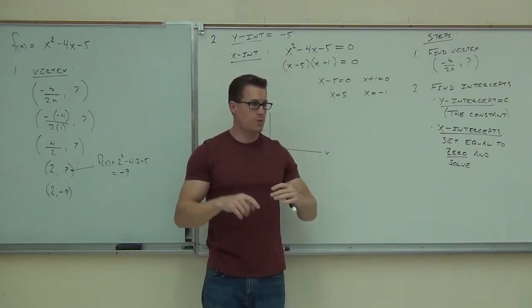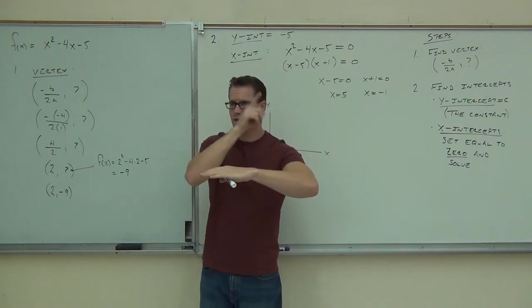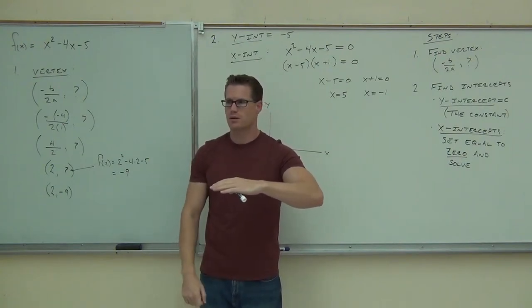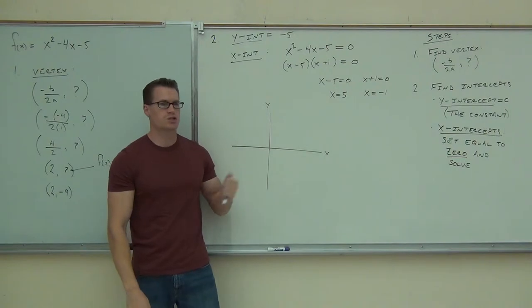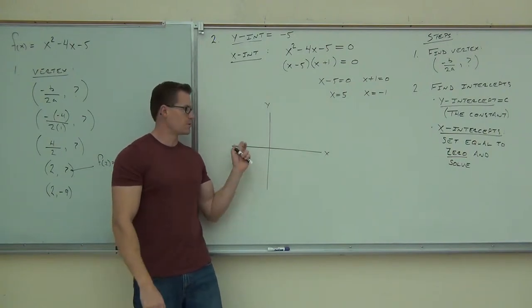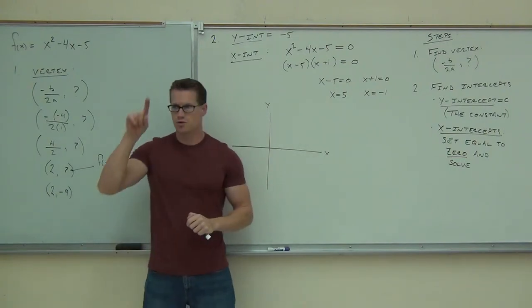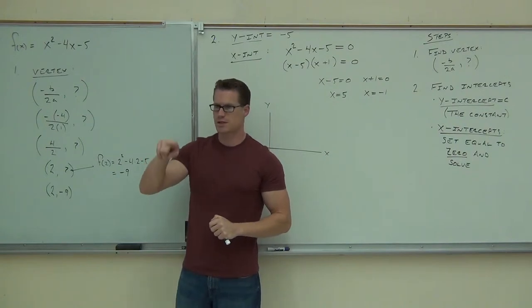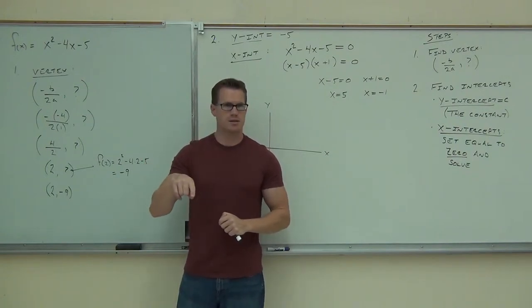This one, are we not crossing x-axis, or are we crossing and coming back? What do you think? How many solutions did you get? Two. Are you going to be able to plot those on that line? Yes. That means you cross that parabola, I'm sorry, you cross the x-axis and you come back at it. Does that make sense to you?